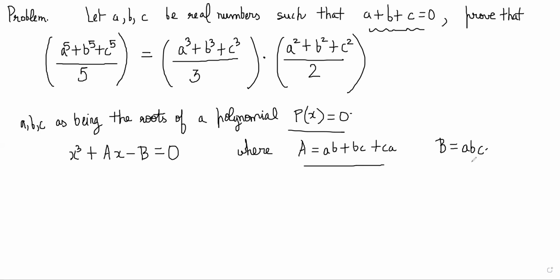Now, how am I getting this? I know that the sum of the roots, by Vieta's relation, a plus b plus c, is equal to 0. That is given in the problem. Therefore, the coefficient of x^2 in this cubic must be 0, right? So the standard cubic looks like this.